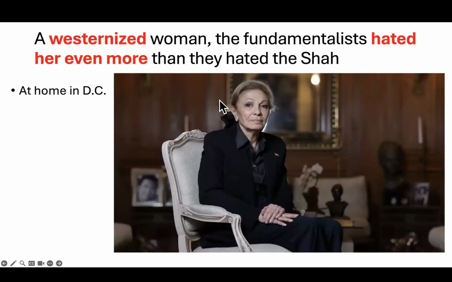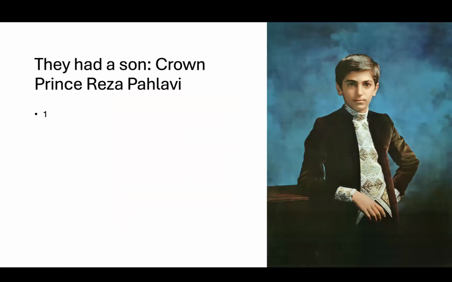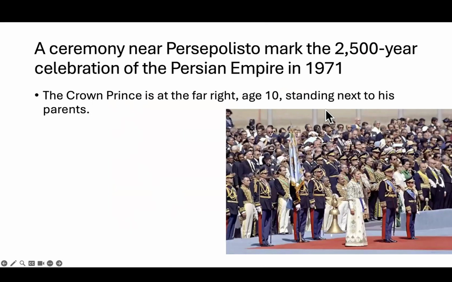She was the biggest source for his book. She lives in D.C. And she had the crown prince, Reza Pahlavi, finally giving the Shah what he wanted most, a male descendant. You remember he had a daughter, but this is his male descendant. And here he is. The celebration of Persepolis. Sorry, I misspelled that. The 2,500 year celebration of the Persian Empire.